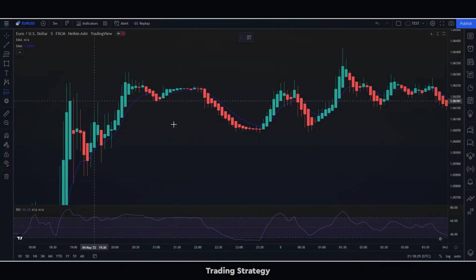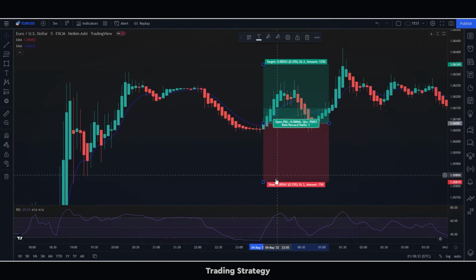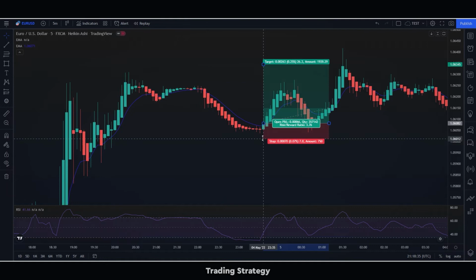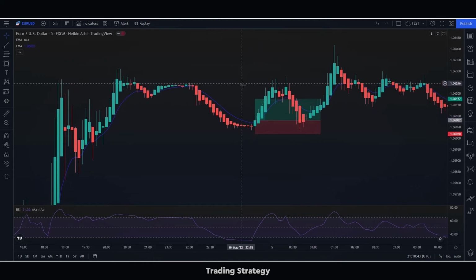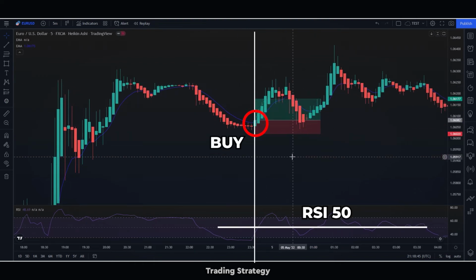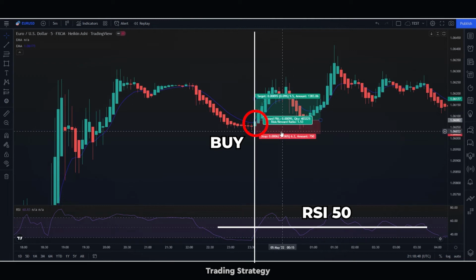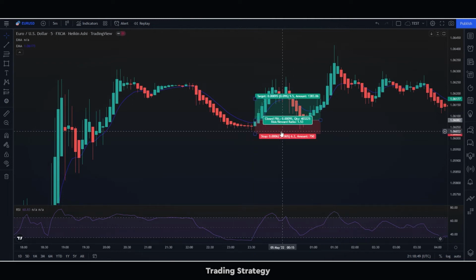It should be noted that the RSI does not need to touch the 35 level exactly at the same time that the candlestick closes above the EMA. The level of 35 will simply warn us to be aware that we will soon open a trade. It is important that the candle closes above the 9-period EMA and the RSI has not crossed the 50 zone. If this is the case, we will carry out the buy operation.